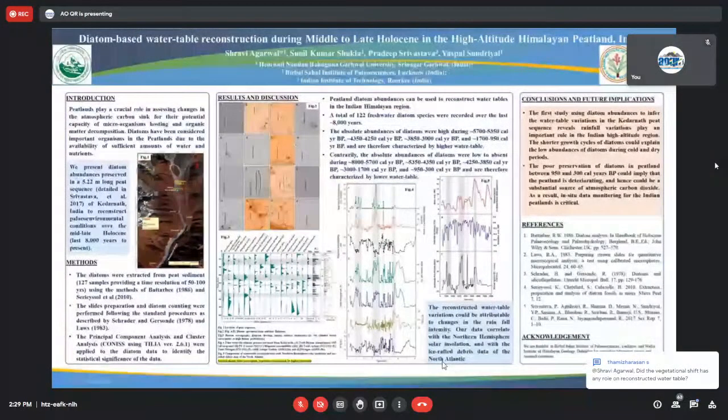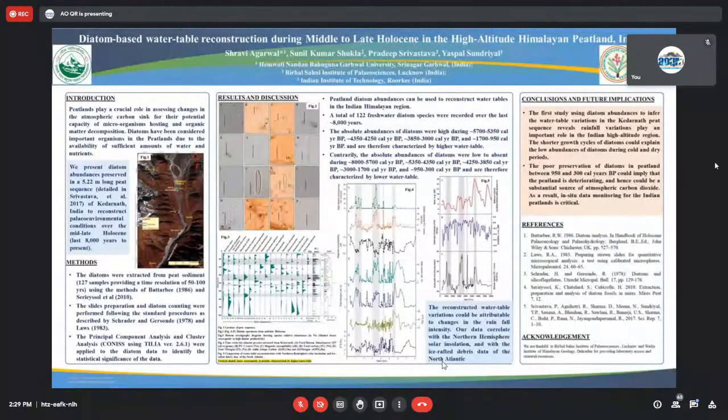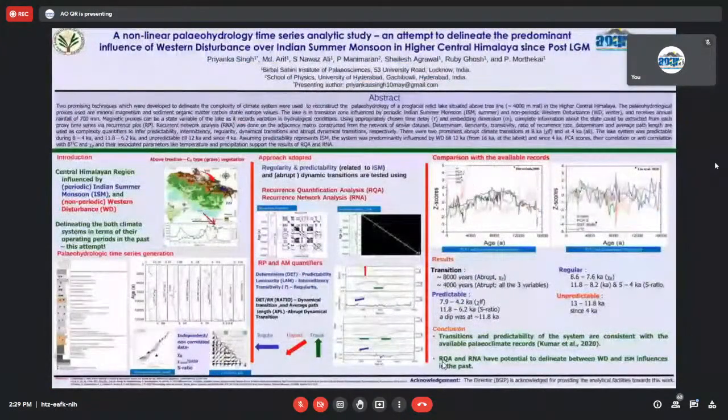Now we move to the next poster, by Priyanka Singh, Dr. Mohammad Arif, Nawaz Ali, P. Manimaran, Saurabh Agrawal, Ruby Ghosh, and Dr. P. Morthekai. The title of the poster is a non-linear paleohydrology time series analytic study, an attempt to delineate the predominant influence of Western disturbance over Indian summer monsoon in higher central Himalayas, LGM. So, Priyanka Singh, please.